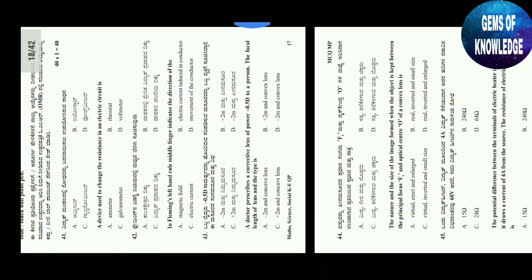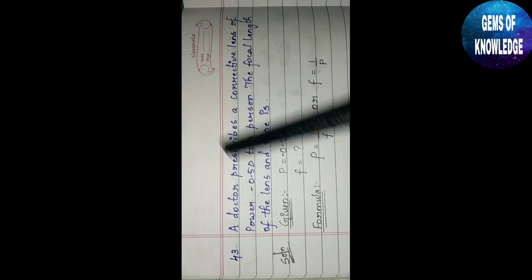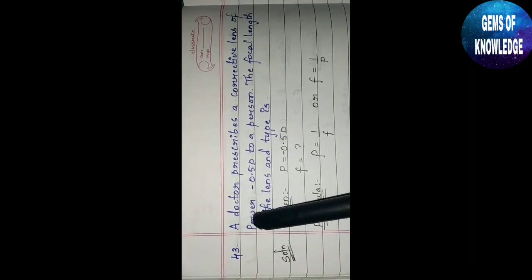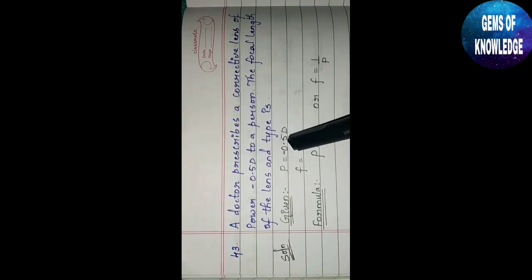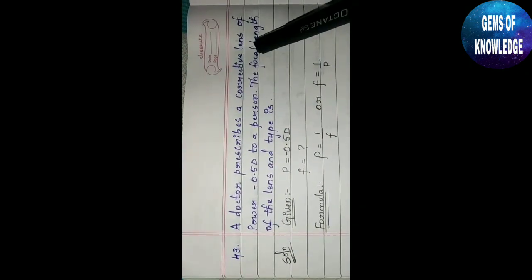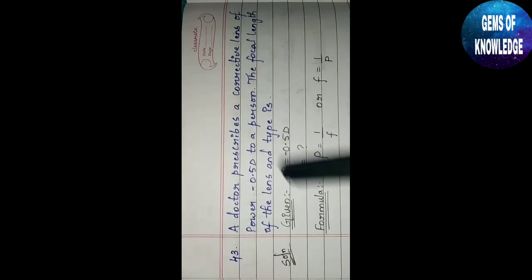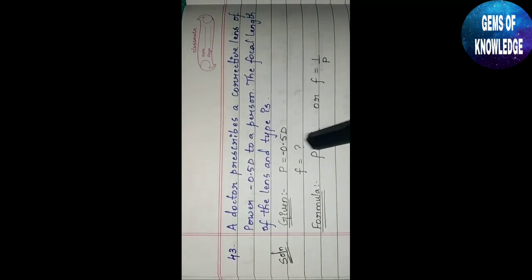Next, coming to the third question: a doctor prescribes a corrective lens of power minus 0.5 D to a person. The focal length of the lens and the type is? Let us quickly solve this question. Let us see what is given. Power is given here, that is P is equal to minus 0.5 D, and we have to find the focal length. So F is equal to question mark.